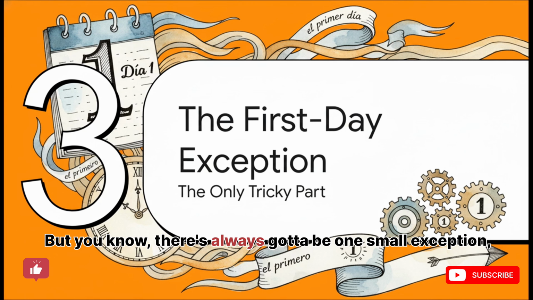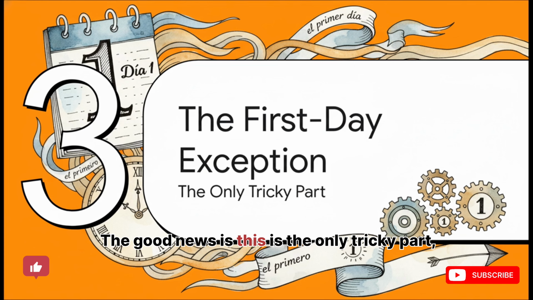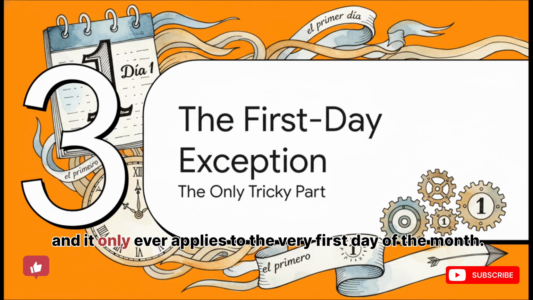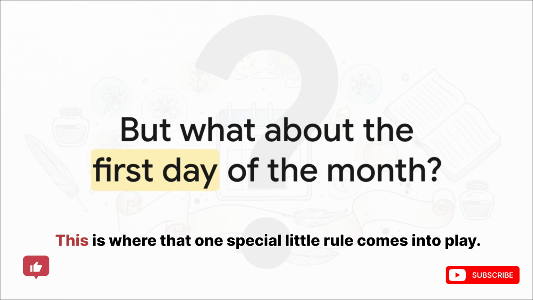But there's always got to be one small exception, right? The good news is this is the only tricky part, and it only ever applies to the very first day of the month. Yep, that's the question. What happens on day 1? We don't say el uno or the 1. This is where that one special little rule comes into play.